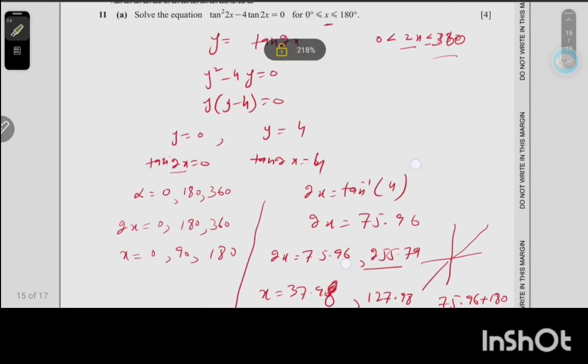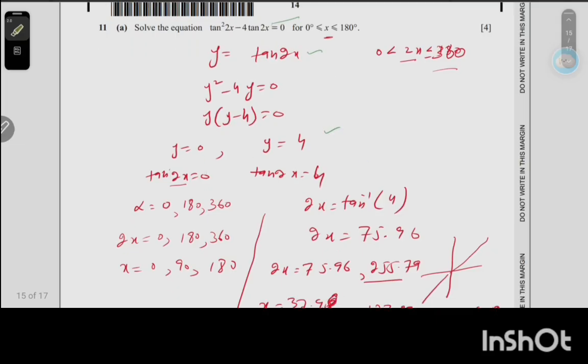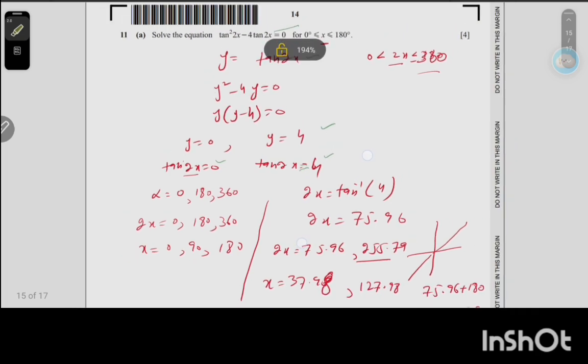Now move forward. The next question is to solve the equation tan squared of x minus 4 tan of x equals 0, where y equals tan of 2x, with x from 0 to 360. Here we have y square minus 4y, y is common, so y times y minus 4 equals 0, and y equals 4. We get tan 2x equals 0 and tan 2x equals 4. We have two answers.